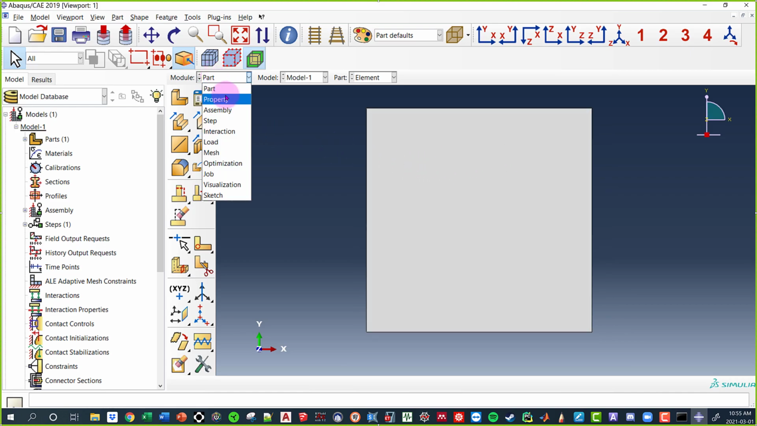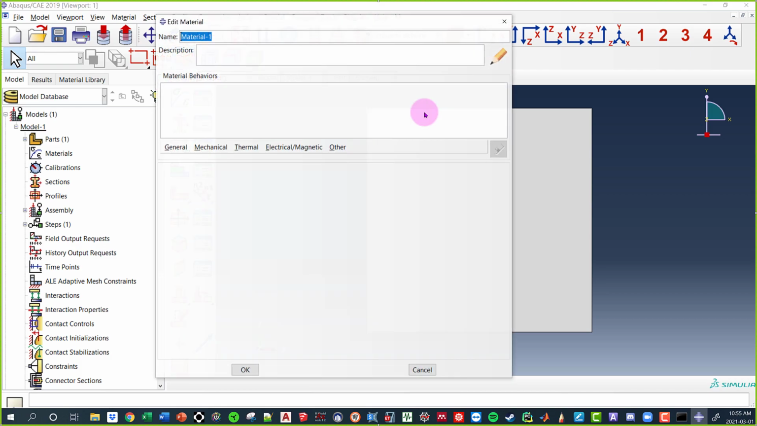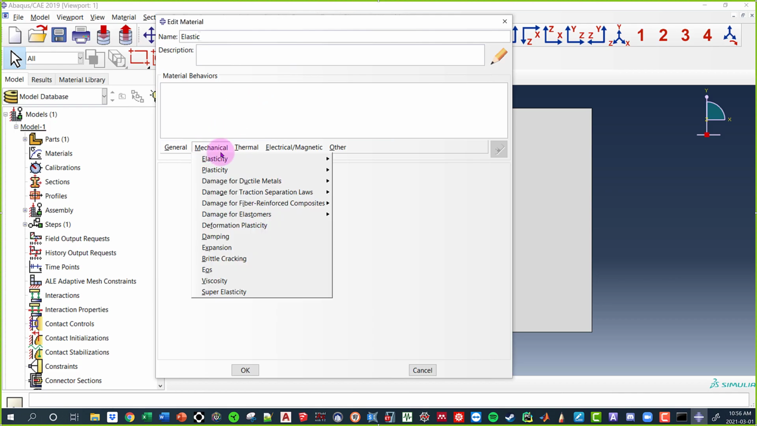So what I'm going to do is I'm going to go into properties, and I'm going to have to define some material properties for this bad boy. But of course, we're just going to keep it elastic. So I'm just going to go elastic.